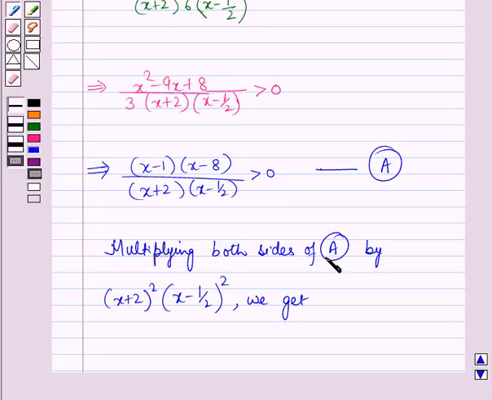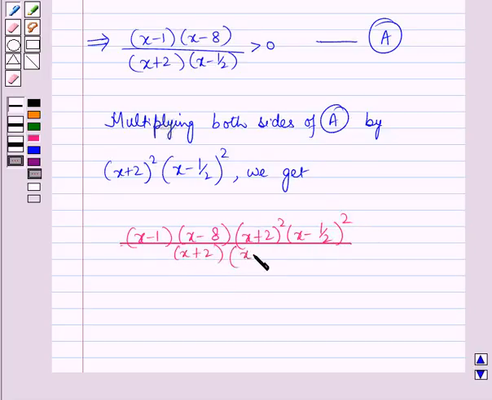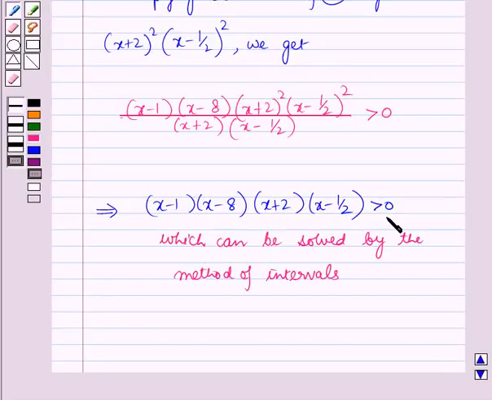So now multiplying both sides of A by (x + 2)²(x - 1/2)², which is a positive quantity for the x under consideration, we get (x - 1)(x - 8)(x + 2)²(x - 1/2)² divided by (x + 2)(x - 1/2) is greater than 0, which implies (x - 1)(x - 8)(x + 2)(x - 1/2) is greater than 0. Now this inequality can be solved by the method of intervals which we have discussed earlier.